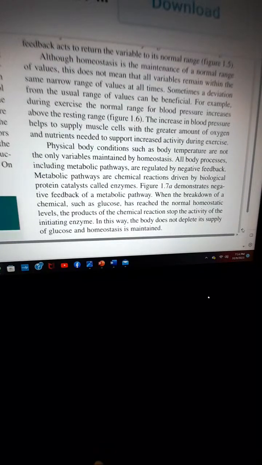Although homeostasis is the maintenance of a normal range of values, this does not mean that all variables remain within the same narrow range of values at all times.